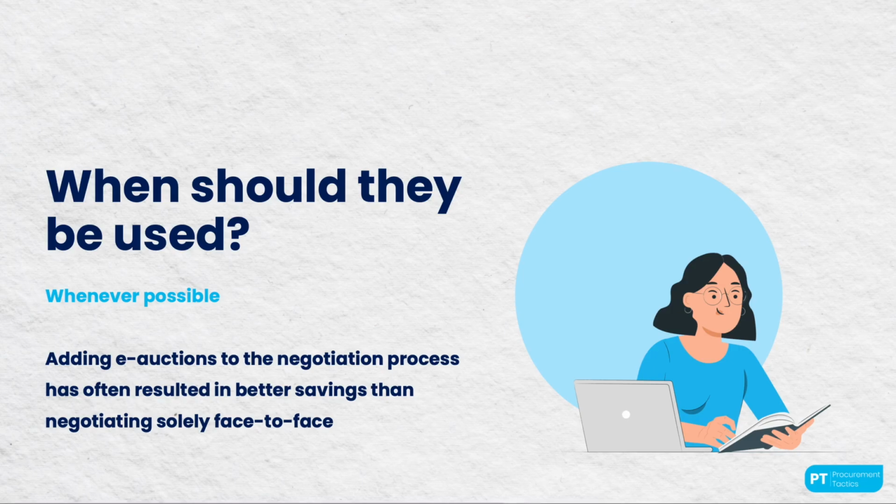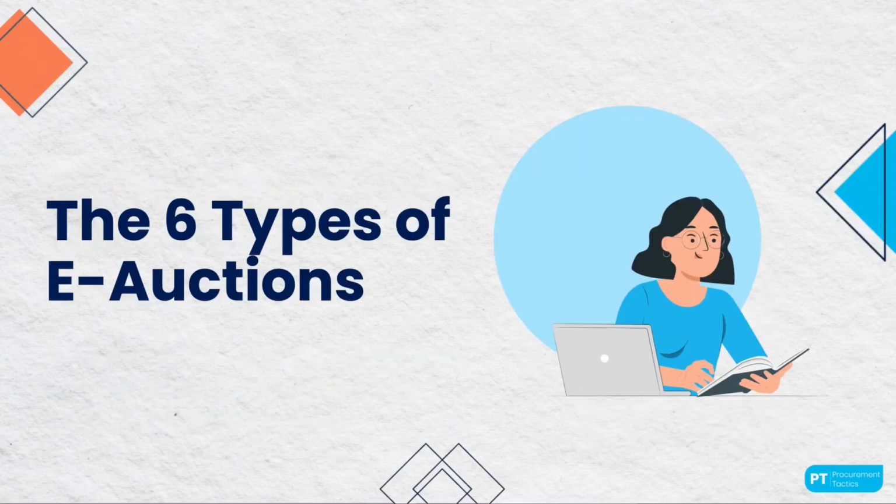Now that we have acquainted ourselves with what e-auctions are, let's look closer at the 6 different e-auction types. We will be discussing e-auction types and how they can be employed in procurement. The 6 types of reverse e-auctions relevant for procurement are as follows.